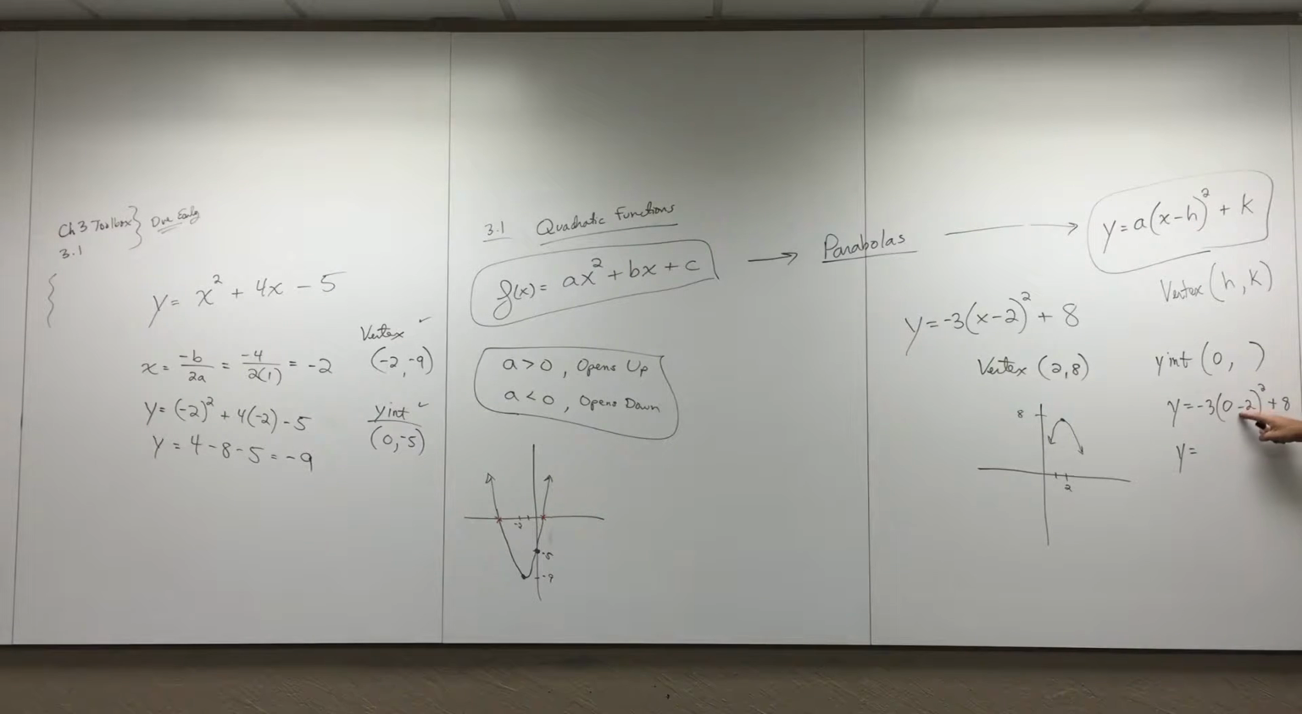So if I square, it's a negative 2 squared. I guess that's 4. And then when you multiply by the negative 3, it's negative 12 plus this 8. Negative 12 plus 8 is negative 4. So the y-intercept is -4. That's me plugging in a 0 for x, trying to find the y-intercept. In this form, it takes a little more work.